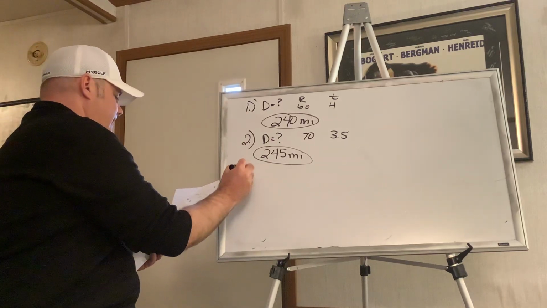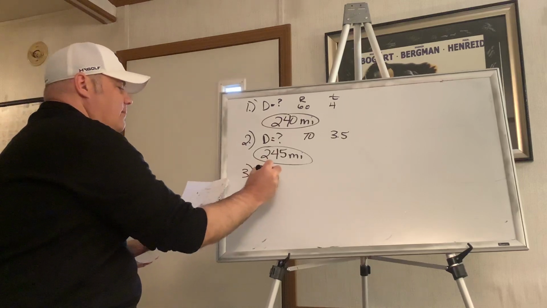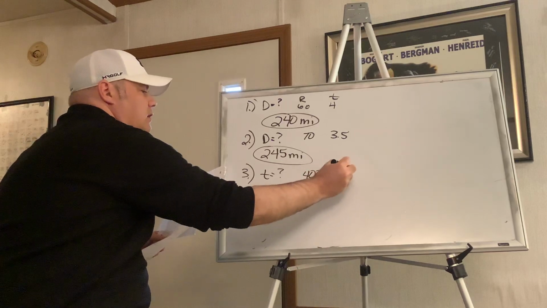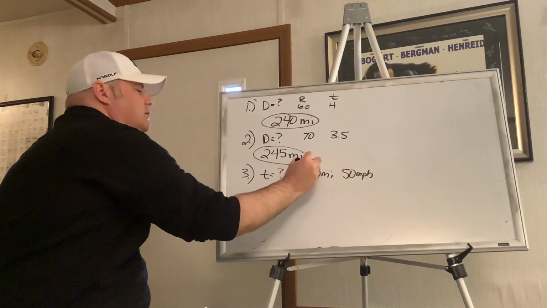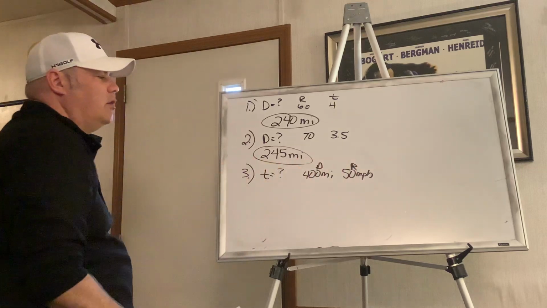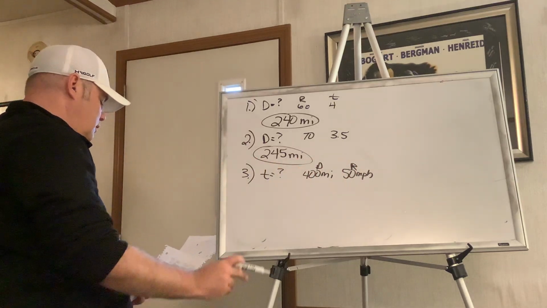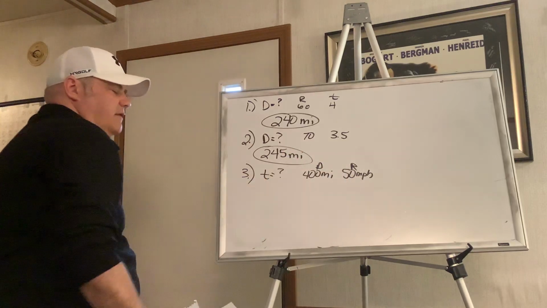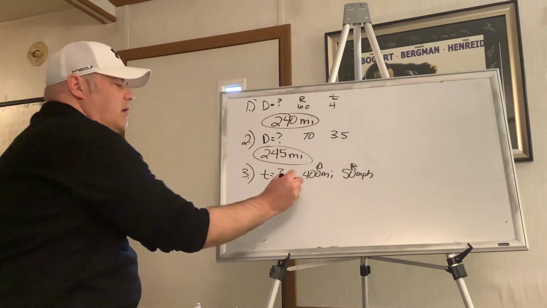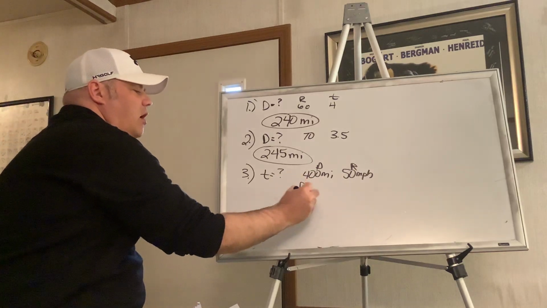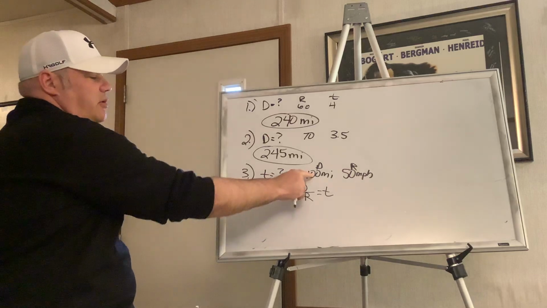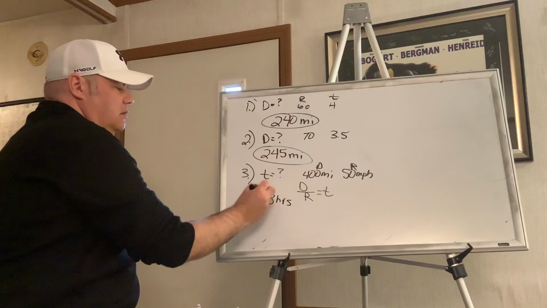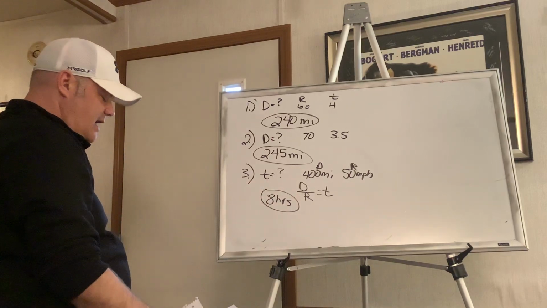Number 3, I had you try to find the time, okay, when you traveled 400 miles and you went 50 miles per hour. So here was your distance, here was your rate. What you didn't know was your time. So you had to do 400, okay, divided by 50. Okay, because remember your new formula now is D over R equals T. So you had to put 400 divided by 50 to get your time, which comes out to 8 hours. Okay, 400 divided by 50 is 8.